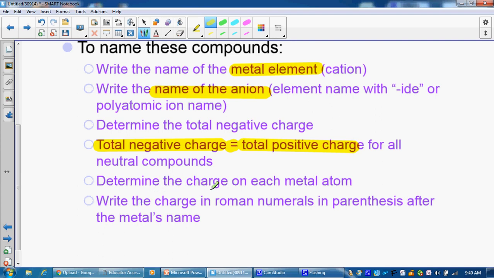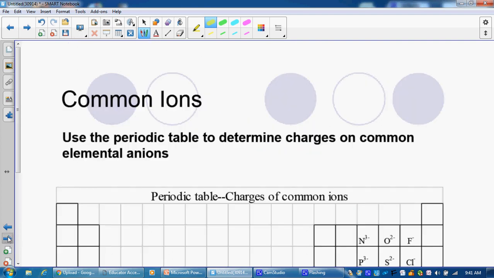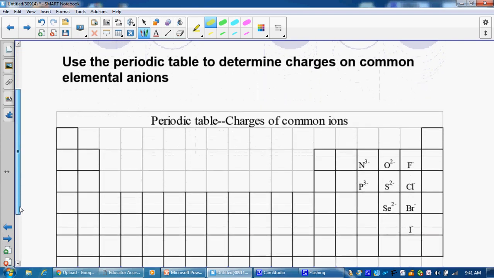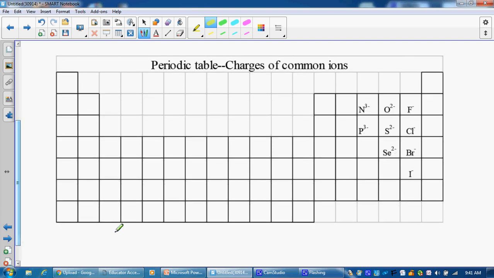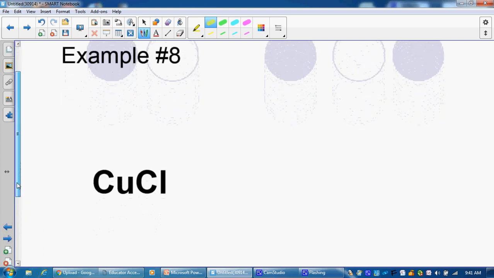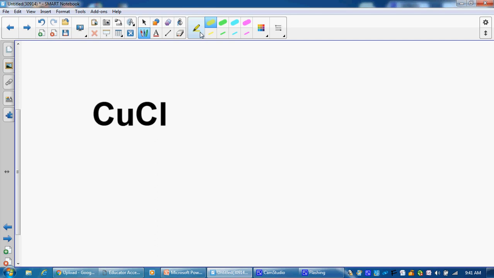First thing you'll do is determine your charge on your metal, and then you will write your Roman numeral to indicate which charge that metal has. These are a little bit trickier because we've got a couple extra steps. These will all include that Roman numeral, so we have to know the charge on the metal to be able to write it. We'll go through a couple examples here. Some of the common ions that we're going to see, these are going to be our negative ones, attached to our metals.